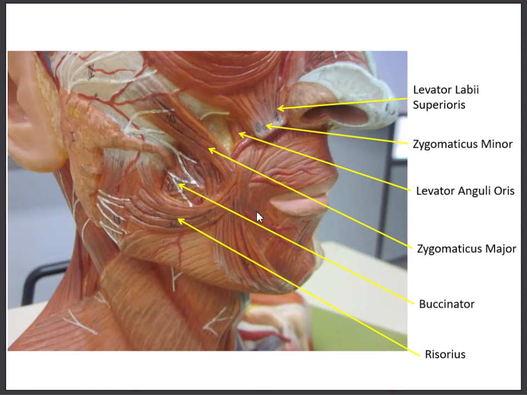The risorius muscle, this muscle actually means to smile. Risorius in Latin means to smile. So this is our third smiling muscle. This is going to take the corner of the mouth and kind of pull it back.